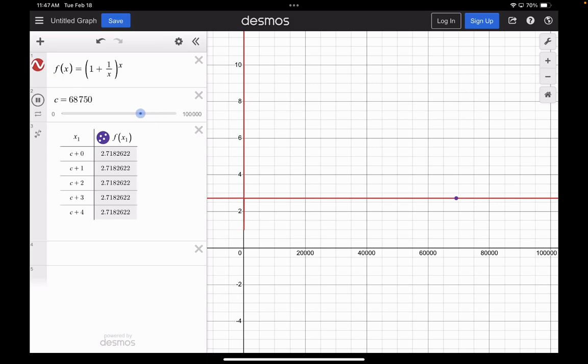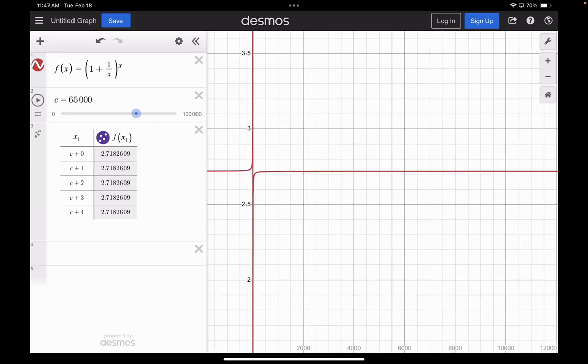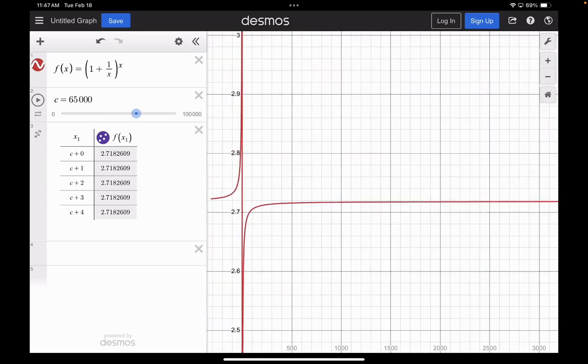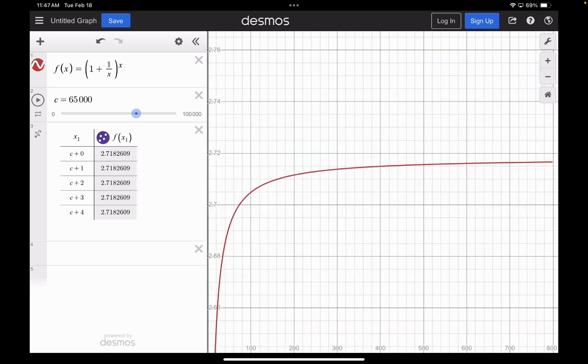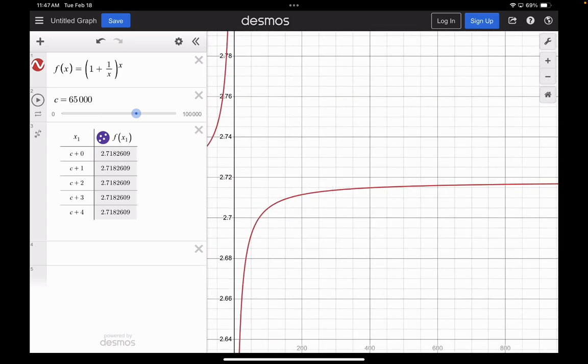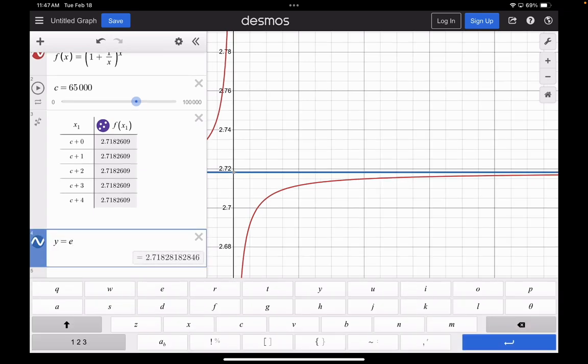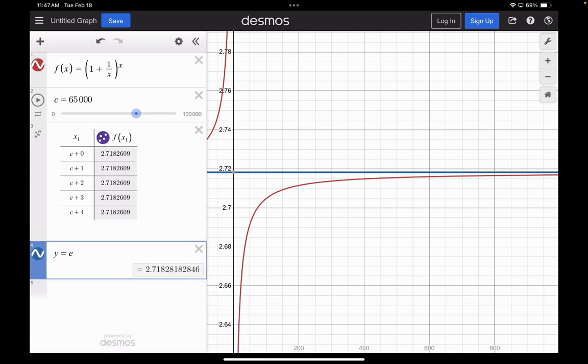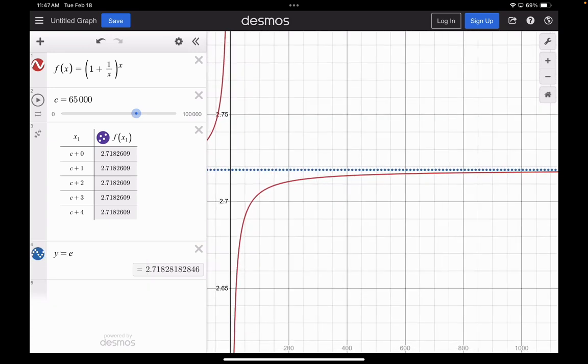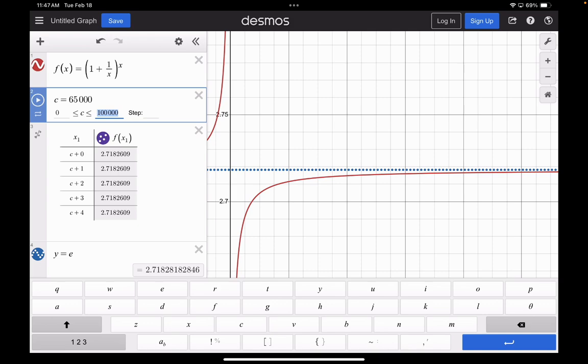So if I scale back down and I look at the behavior, what do you think my horizontal asymptote is? 2.718, which is e. So if I say y equals e, I'll make that a dotted line because it's an asymptote, just because that's what we're used to doing. And now I'm at 0 to 1,000.